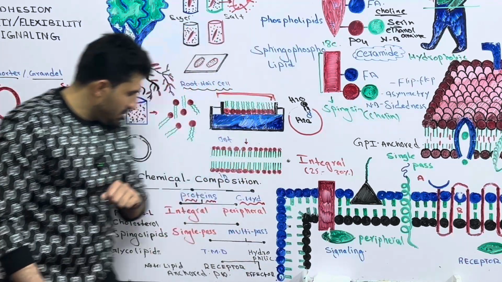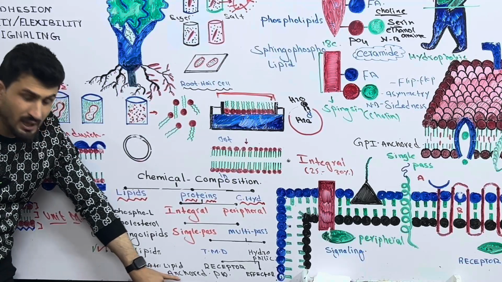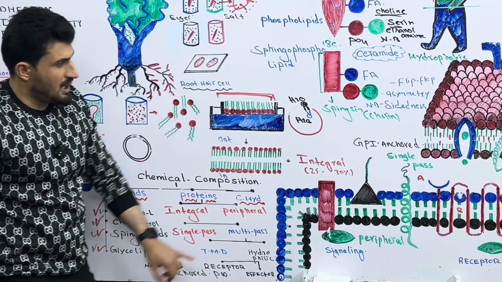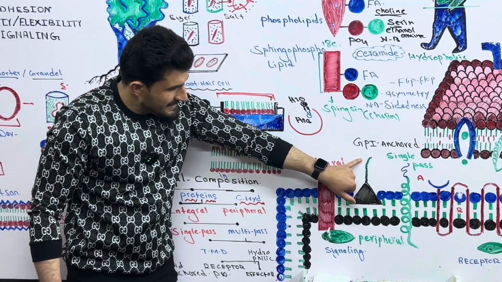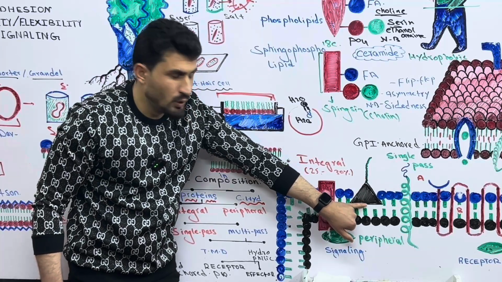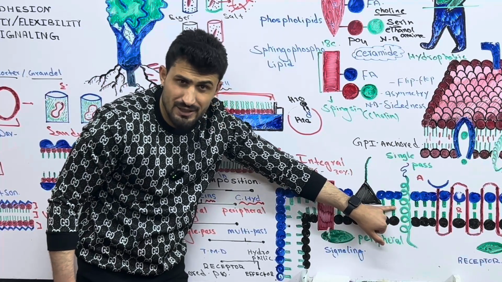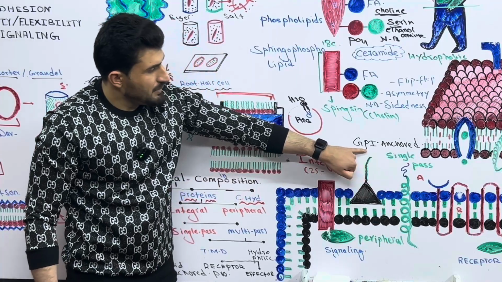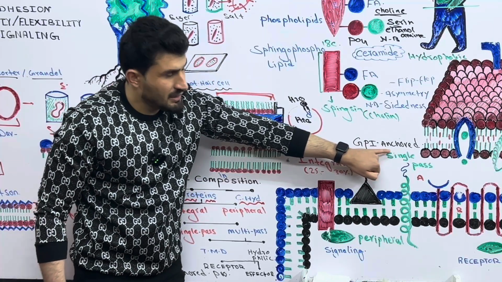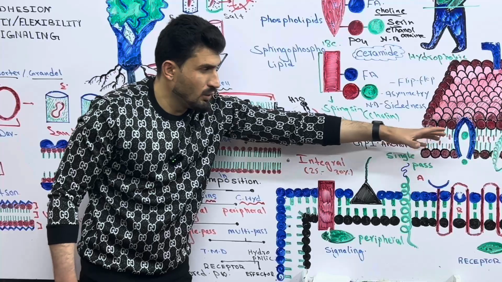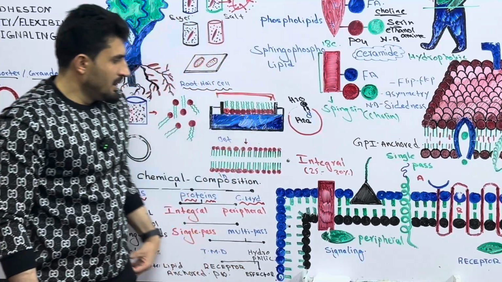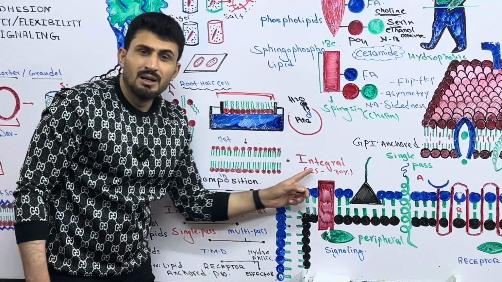Got it? And the third type of proteins are called lipid anchored protein. These are types of proteins that are connected to the lipid or to one leaflet of the cell membrane from the inside or from the outside of the cell. For example, they are called GPI anchored proteins, and I'll explain all of them one by one. Now let's talk about integral proteins.